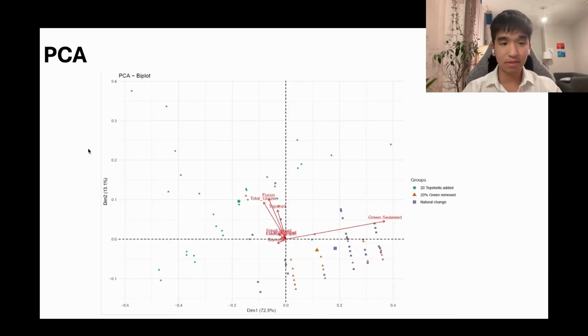With the PCA, dimension 1 is essentially a proxy for green seaweed. As you can notice, with the natural change and the 20% green seaweed removed, there's no real change. They're all clustered around here. But when we add 20 top shells, it starts off up here, where there are still relatively high amounts of green seaweed with high levels of DIM1, but then there's a big transition along the x-axis.